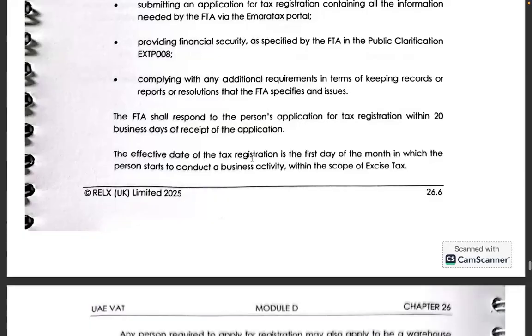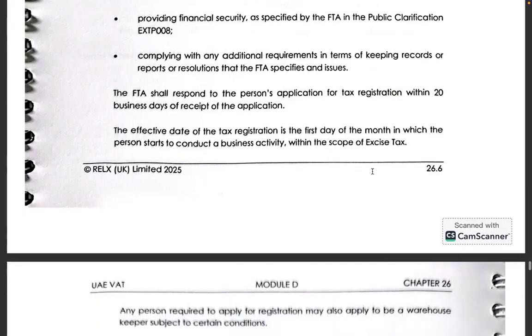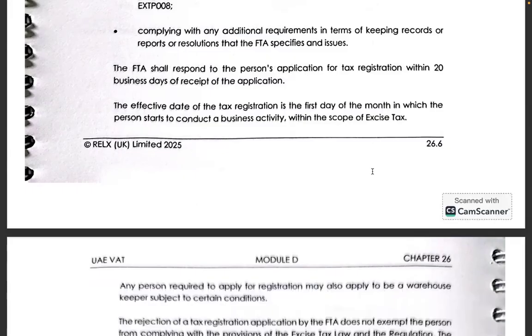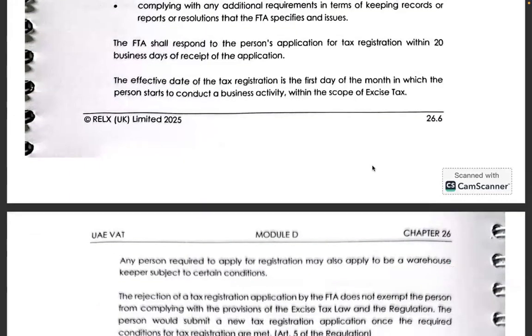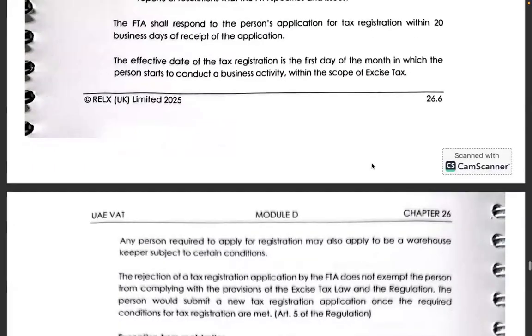The effective date of the tax registration is the first day of the month in which the person starts to conduct a business activity within the scope of excise tax. So this is a very interesting angle, because naturally when FTA asks for information, they also ask in which month, which date did you start doing the excise activity. So whatever answer is provided by the person, that month is considered, and the first day of that month is considered as the effective date of registration.